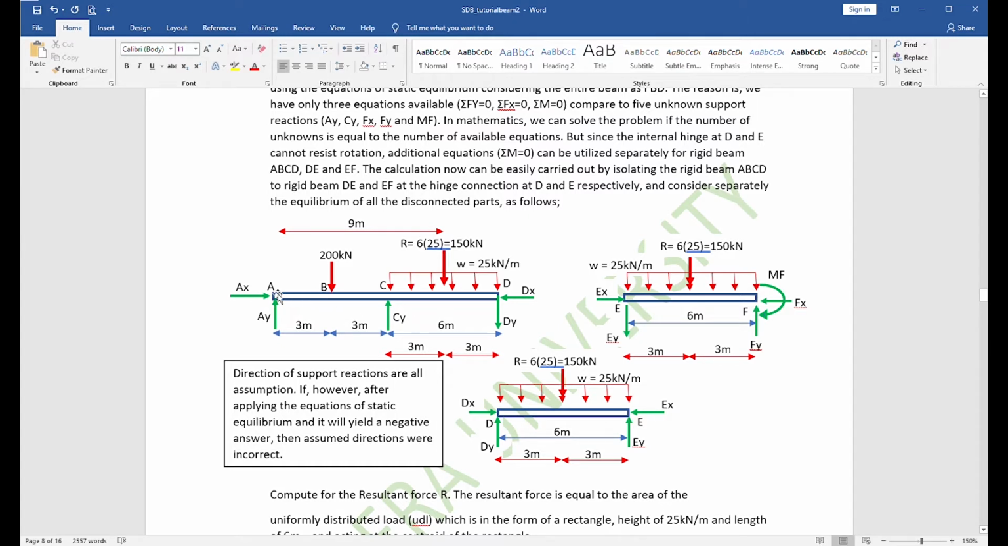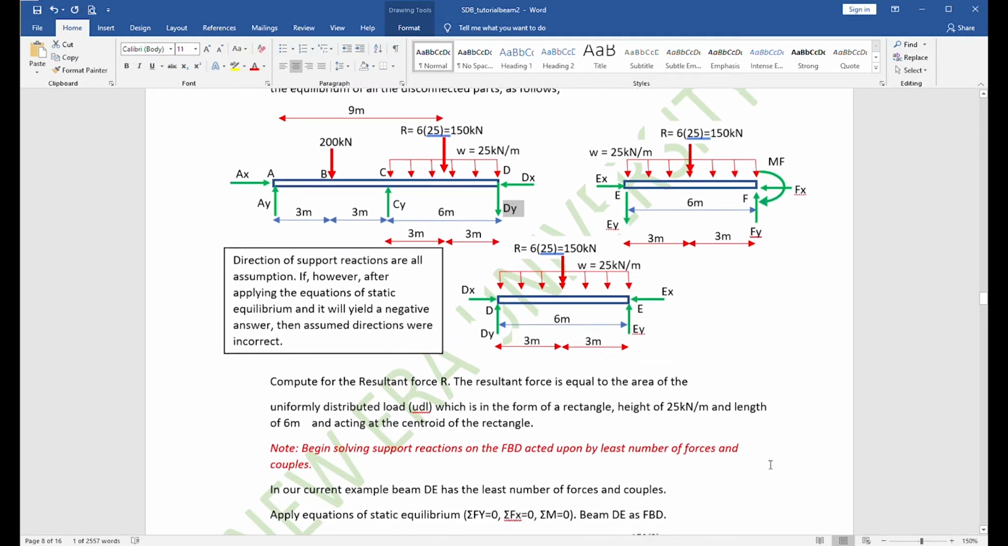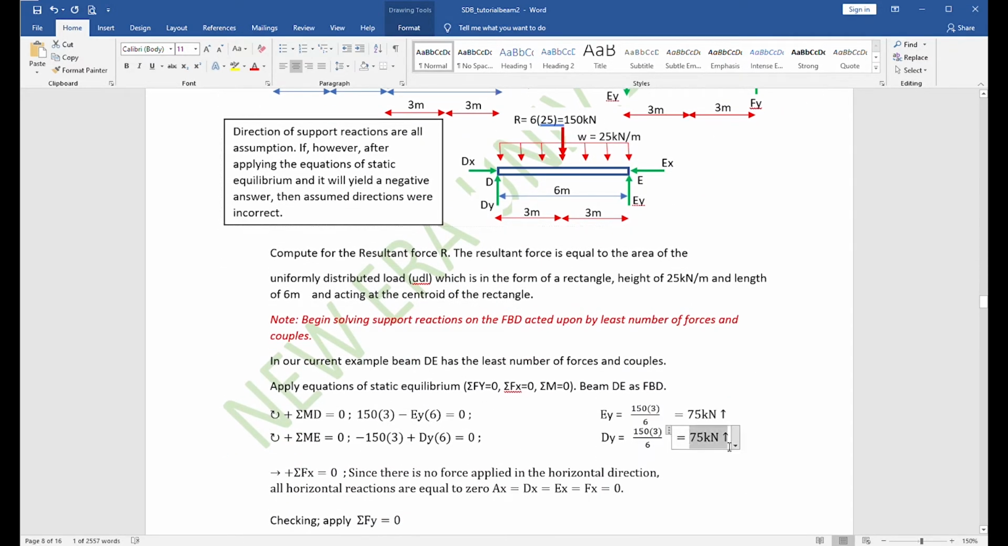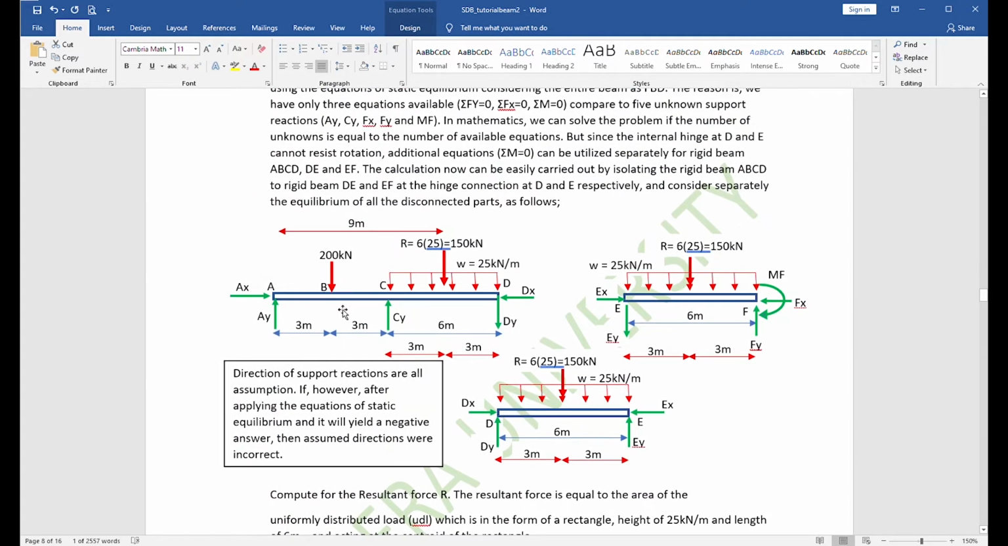So we can apply summation of moment at A. Okay, so the only unknown will be CY. Bakit? Meron na tayong DY, that is equal to 75 kN. Ito, na-solve na natin dito sa free body diagram DE. Okay, so we apply summation of moment at point A. So yung 200, that is a clockwise moment with respect to point A. Yung 150, that is clockwise moment din. Yung CY counterclockwise moment, then DY is clockwise moment pa rin.